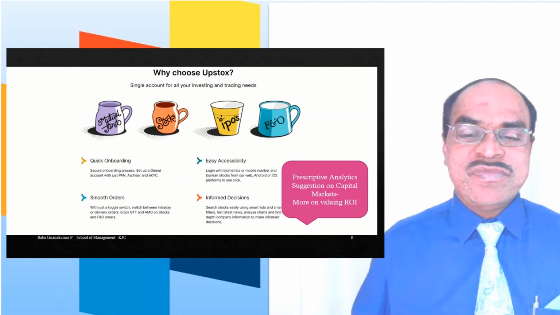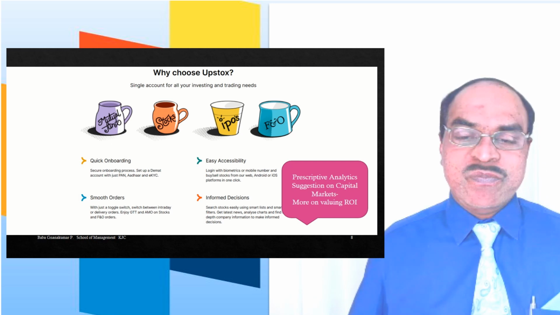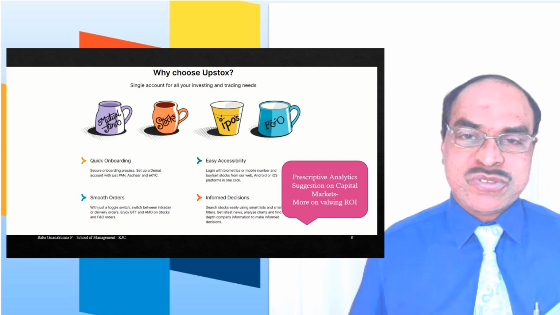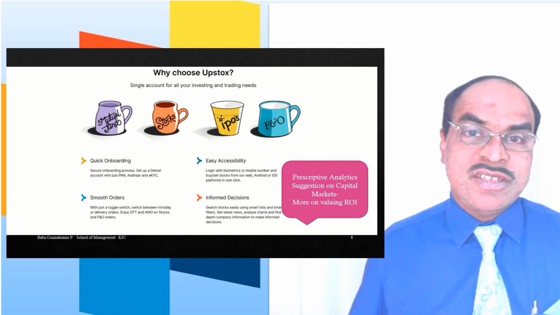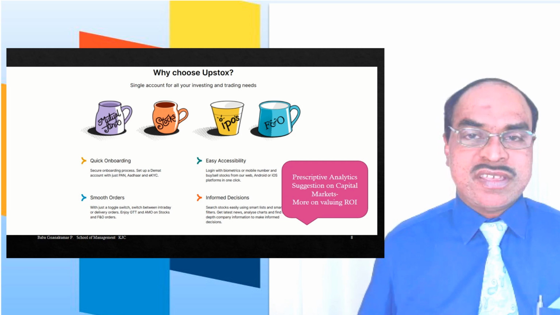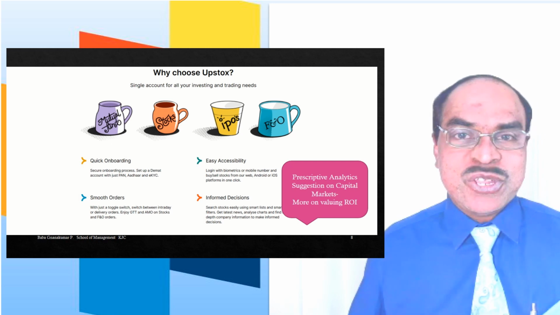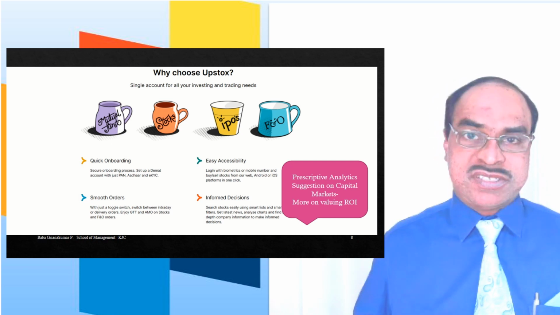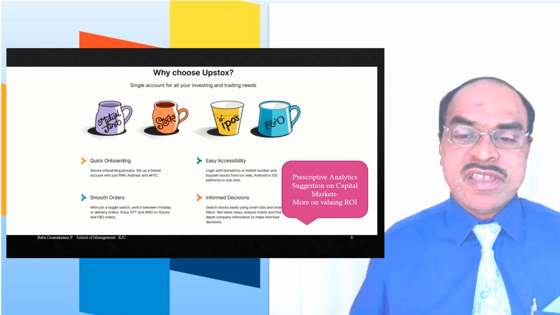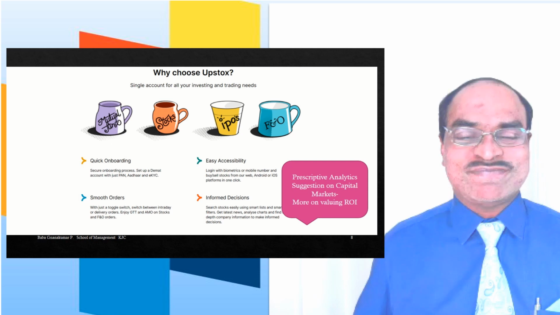Coming to another organization, they are using prescriptive analytics. Razorpay uses the same method, but this uniqueness belongs to the Upstox company. Upstox uses capital market analytics. They give suggestions on the return on investments if you are investing in shares, debentures, or any type of securities. That is the USP of Upstox, and they are mainly concerned with investment analytics.